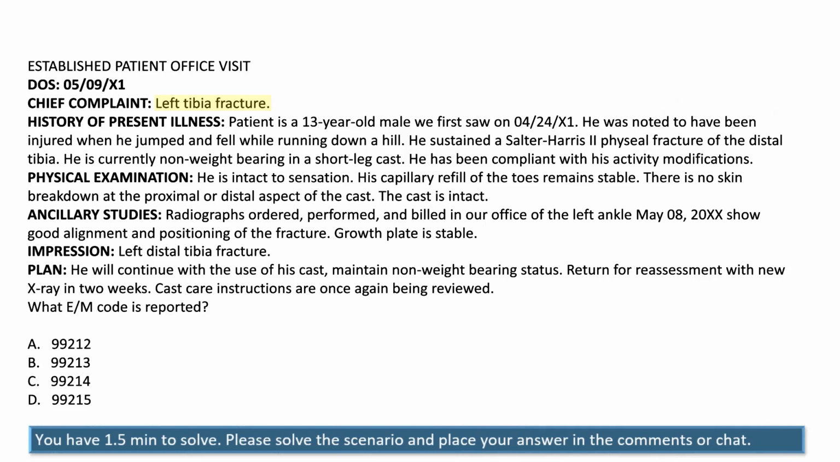Hey, coders, that was 1.5 minutes. If you have your answer, go ahead and place it in the chat. If not, go ahead and keep working and we will work through this one.